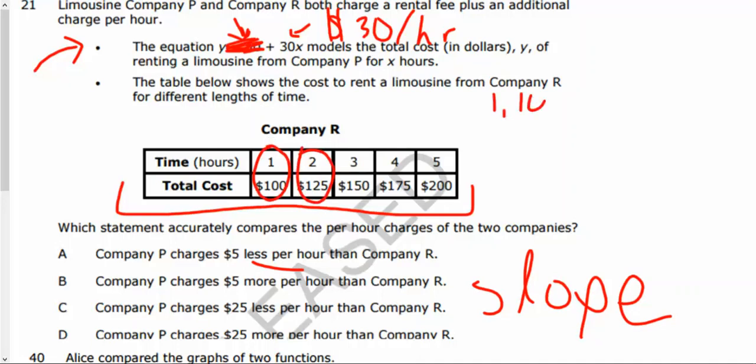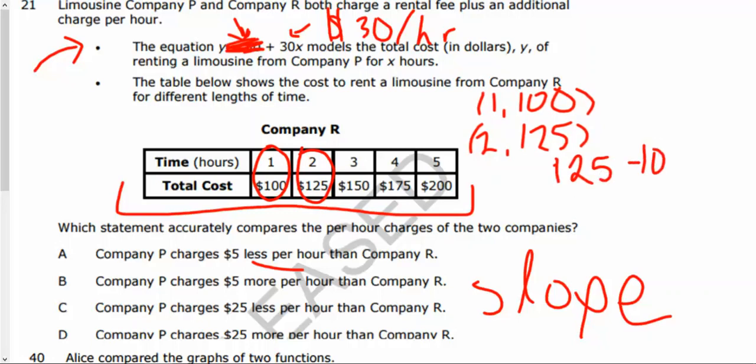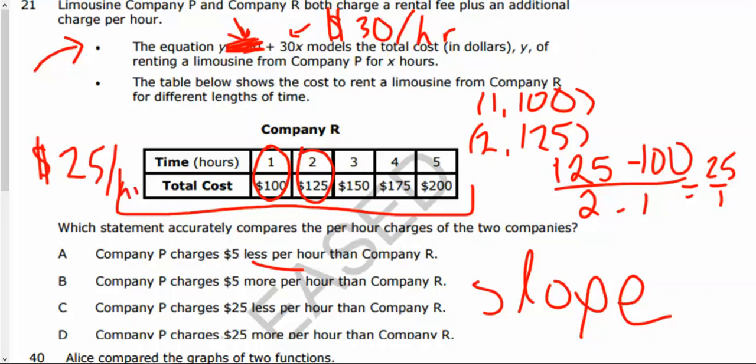Let's rewrite these as 2 points. And some of you might have just said you can find the slope without having to do this. That's totally okay. However you want to do it is fine. So we get 125 minus 100 over 2 minus 1, and that'll give us 25 over 1, meaning that company R charges $25 per hour. So if company R charges $25 per hour and company P charges $30 per hour, who's charging more? Well, company P is. They charge $5 per hour more. So we're looking at B.